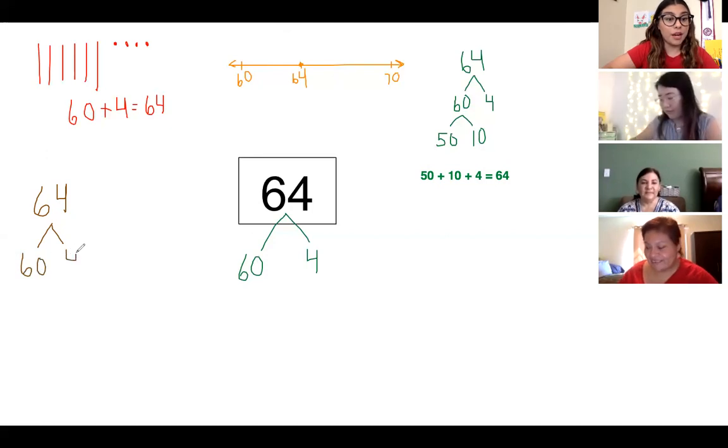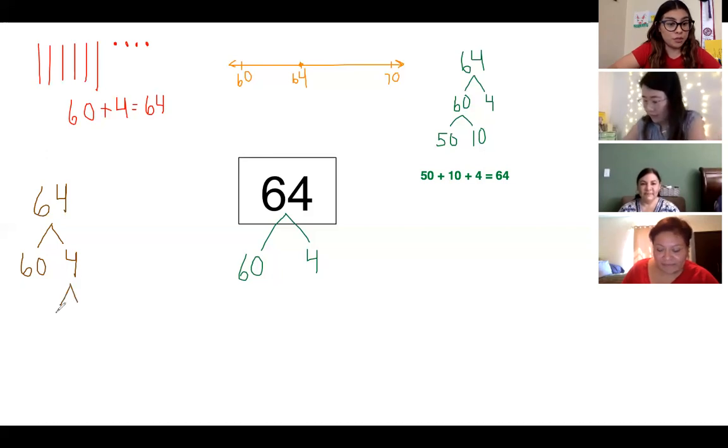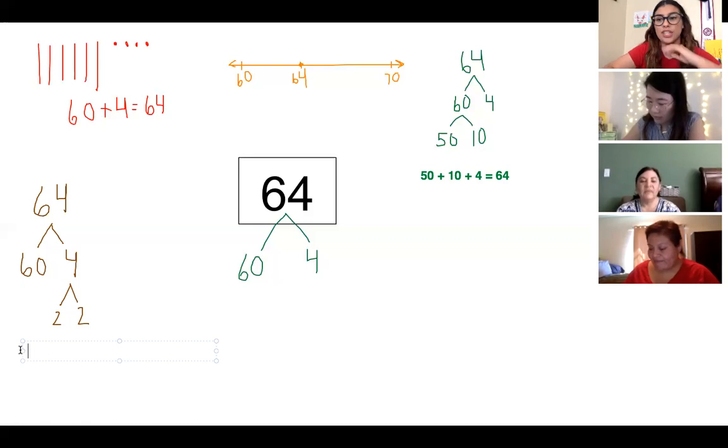But from there, she realized that she can decompose one more time. That 4, she can decompose into 2 and 2. So she further decomposed that 4 into 2 and 2. And so what would be her new sentence? Ms. Hernandez, what sentence would we write for Ms. T's decomposition here? So we would write 60 plus 2 plus 2 plus 2 plus 2 equals 64.